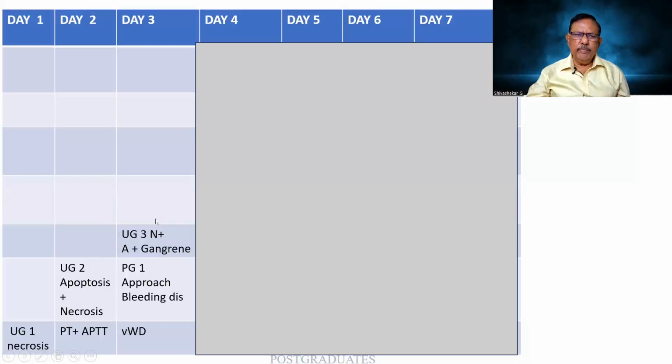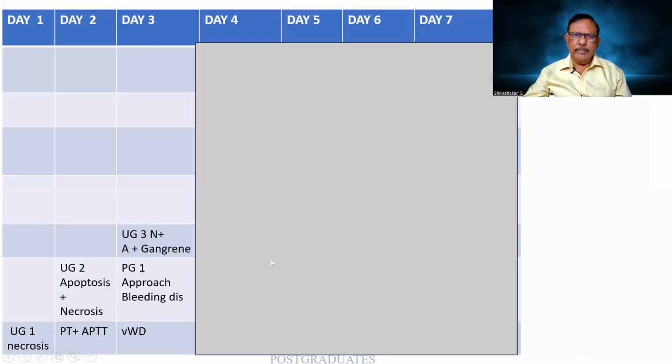So this is too simplistic for the third day. So I thought I will introduce a postgraduate topic, namely approach to bleeding disorders. So this is a vivid, extensive topic. And another thing we would have read during our undergraduate days itself will be von Willebrand's disease. Look at the total lack of relationship between these: necrosis, bleeding disorders, von Willebrand's. So this is a 3-day program that I've shown.